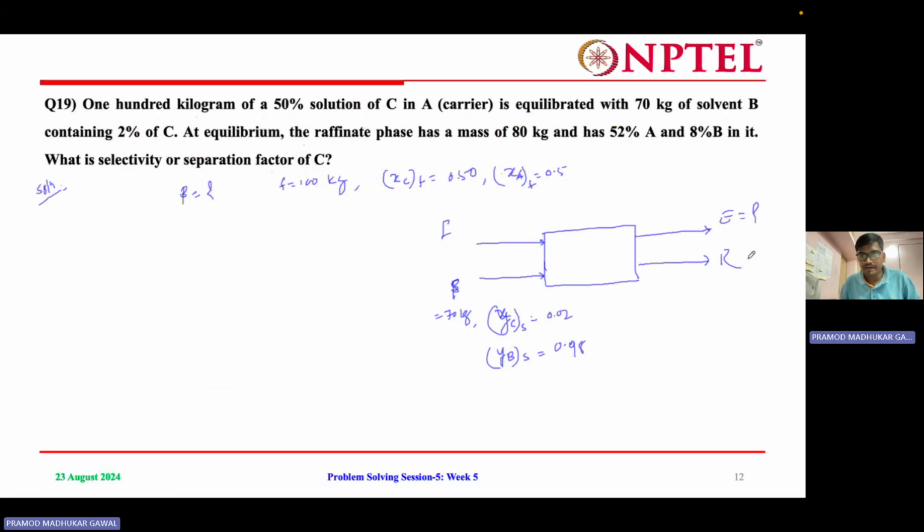And R given 80 kg, and mole fractions XA are given here 0.52, and XB in a raffinate stream 0.08. So you will get XC in R, 1 minus this plus this, so you'll get 0.42, right?